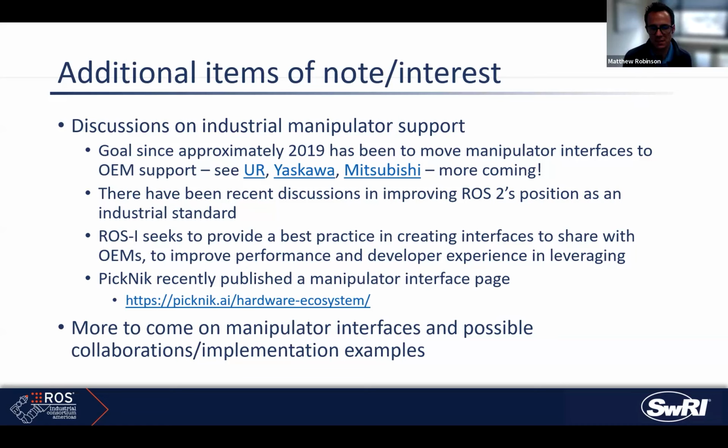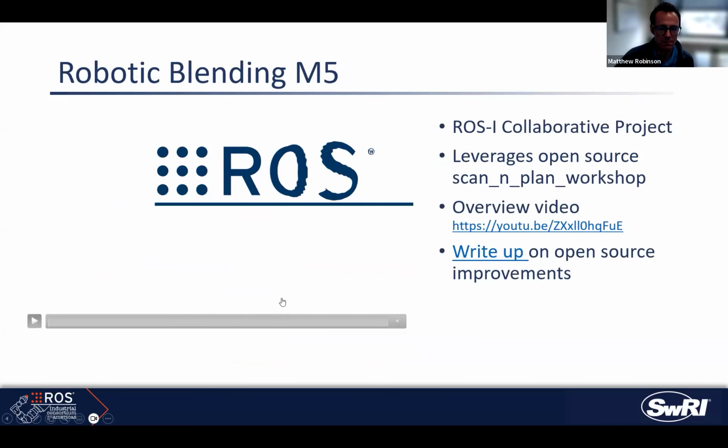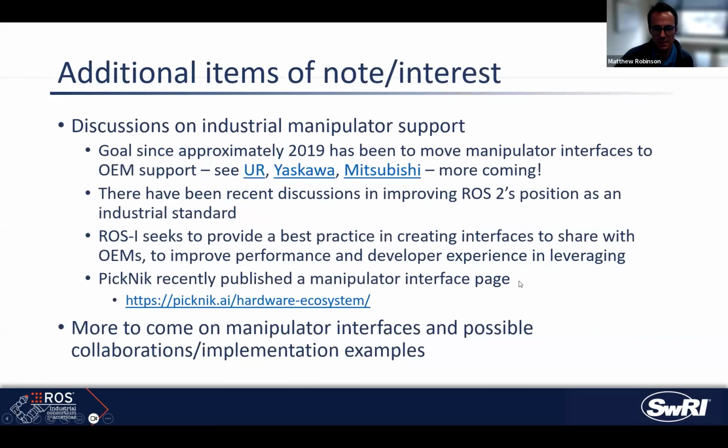One of the things we've seen is a migration to leveraging ROS2 control for interfaces. Not all of them do that, but a number of them do. And we have some practices to make that go smoother. If we lower the barrier for OEMs to deliver and support, we're hoping more will do so. And it'd be nice if they coalesced around ROS2 control. The other thing is, if you haven't seen this website, Picnic recently published a manipulator interface page. Oops, sorry about that. I was hoping I could just copy it and drop it in the chat.